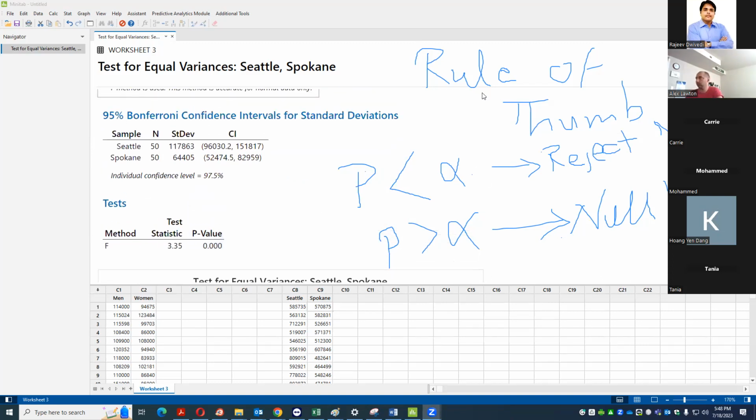If you remember from last time, if not, then this is the rule of thumb. If the p-value is greater than the alpha value, then the null hypothesis is accepted. If the p-value is less than the alpha value, then reject the null hypothesis and accept the alternative hypothesis. Is it clear?